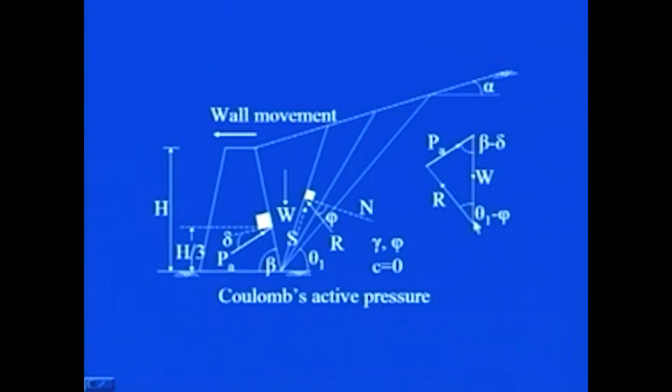You see W, R and then PA. Now, measuring the length of this particular line and multiplying by the scale that you have chosen to plot this force diagram, you can get the magnitude of active force per unit length of the wall, and so you can get the magnitude of this resultant R also.